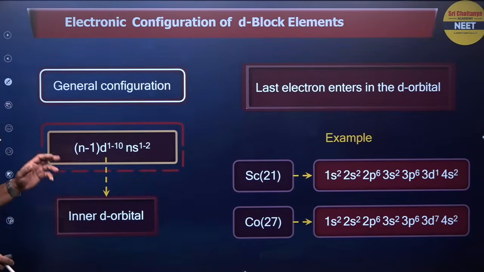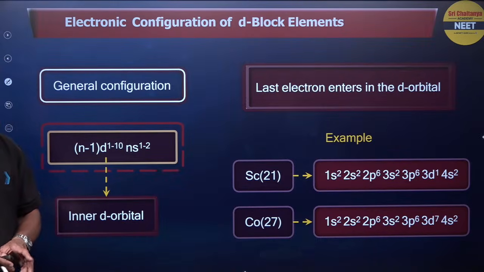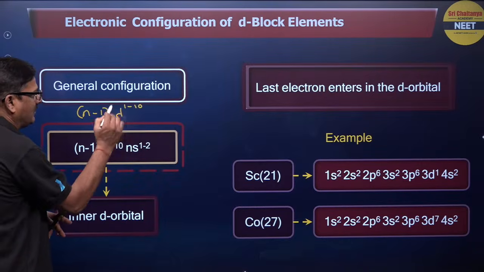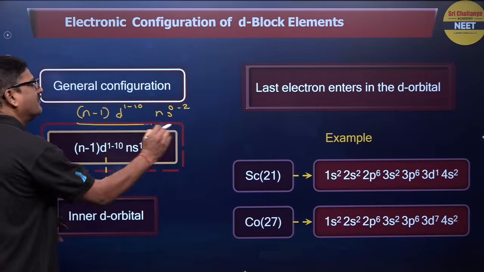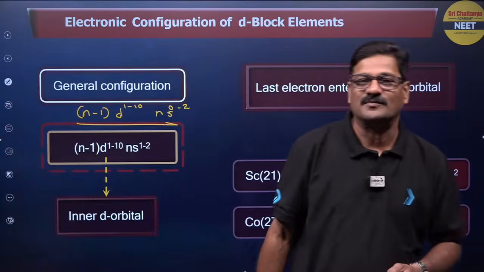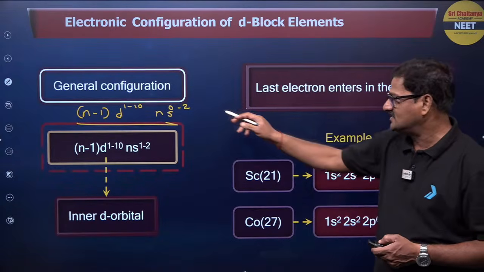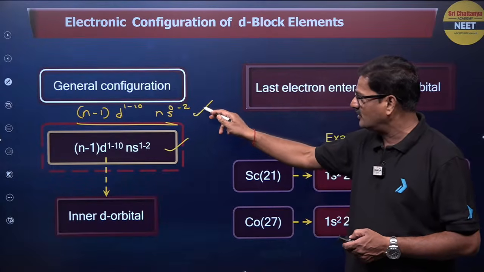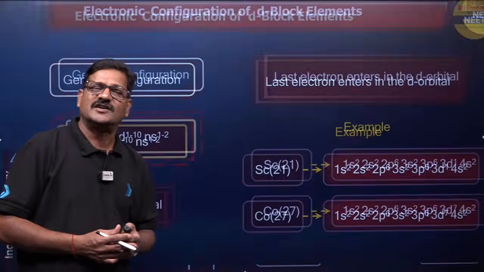So you can see (n-1)d 1 to 10, ns 1 to 2 is the general electron configuration, or otherwise (n-1)d 1 to 10, ns 0 to 2 is also possible, because palladium has 5s0 4d10 configuration. So this is also possible. In NCERT, in the periodic table it is given like this, and in the D and F block it is given like this, so both are valid. Last electron enters in the d orbitals.